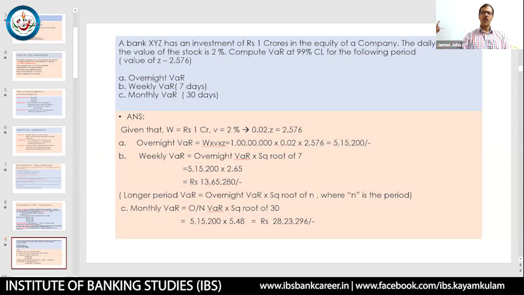I think it's a very simple one. Probably this was a recent addition in the syllabus. So they may ask a question on this. Earlier, this computation was not there.